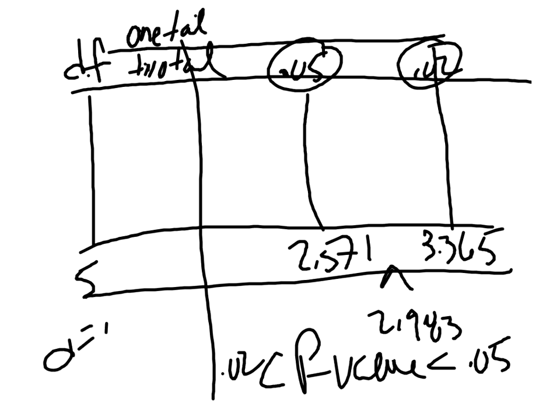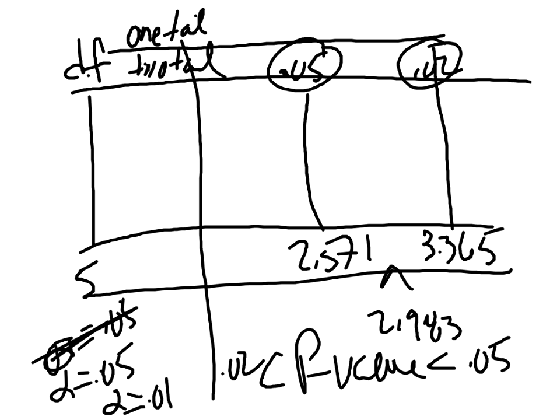meaning that if our original alpha was 0.05, we would reject the null hypothesis. But if our original alpha was 0.01, we would not reject the null hypothesis because our p-value is greater than 0.02. Okay, that's pretty much the idea of this.